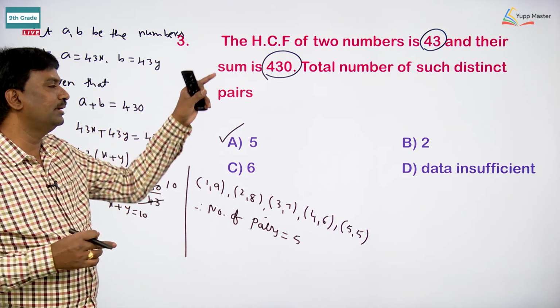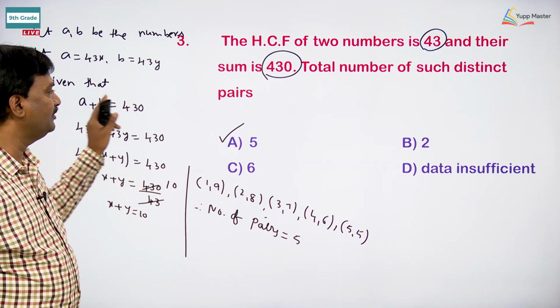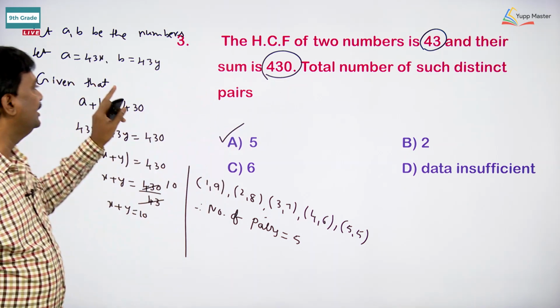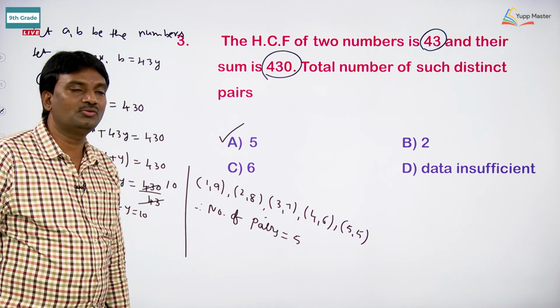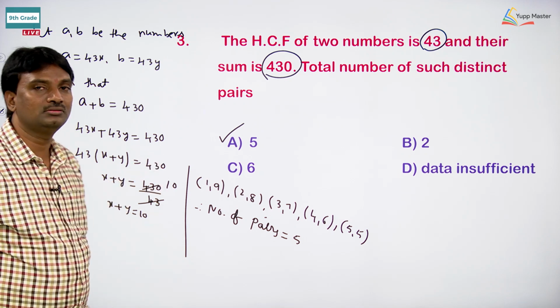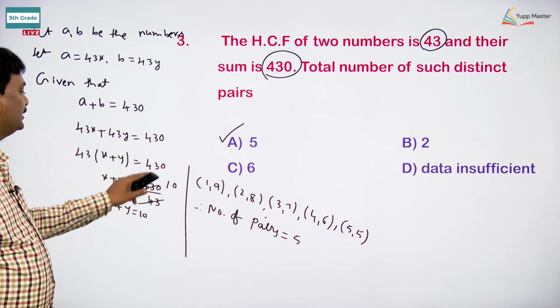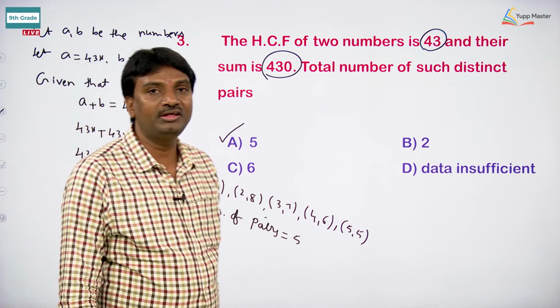According to the problem, the sum is given as 430. So A plus B equal to 430. In place of A, writing 43x, and in place of B, writing 43y: 43x plus 43y equal to 430. By taking 43 as common, x plus y equal to 430 by 43, that is 10. So x plus y equal to 10.